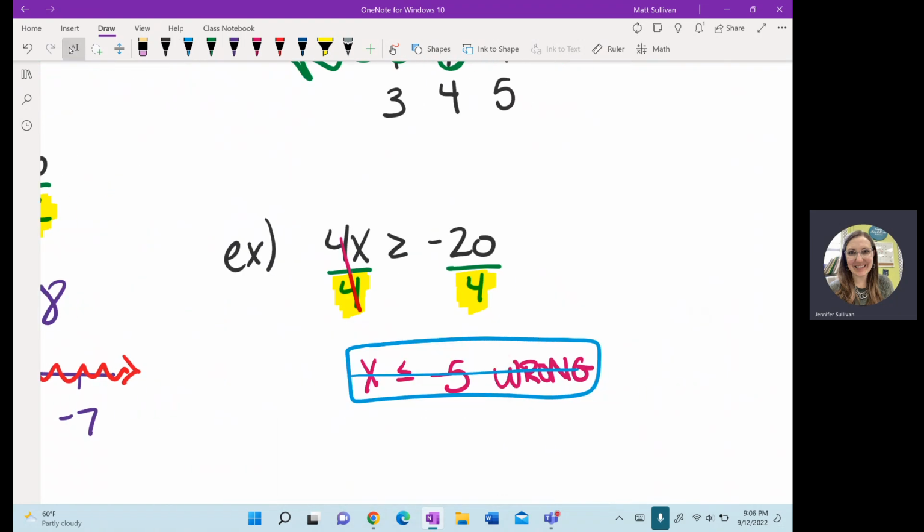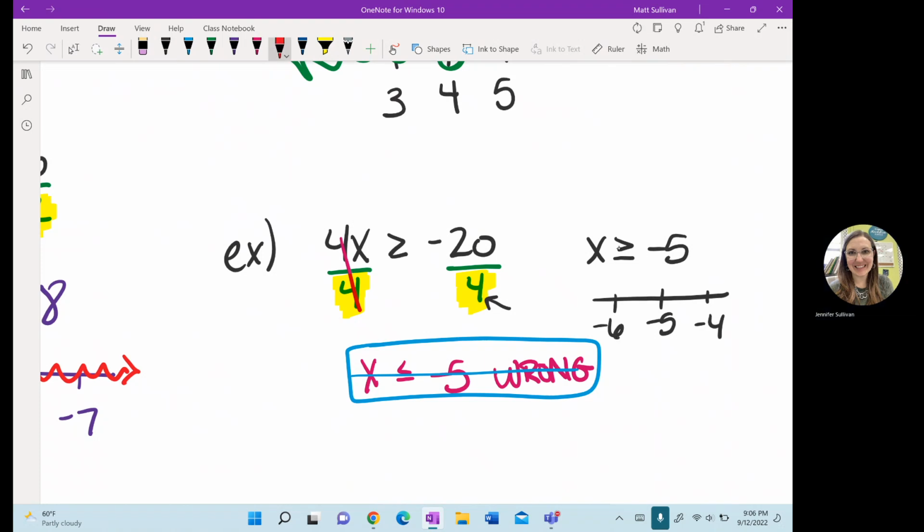Instead, we keep the original direction of the sign. So x is greater than or equal to -5. Keep the original sign because you divided by a positive number. And when we would graph this, we'd go to -5 on our number line, up to -4, down to -6, closed circle because of the equal sign here. And then this is saying x is greater than, so we're going to shade to the right.